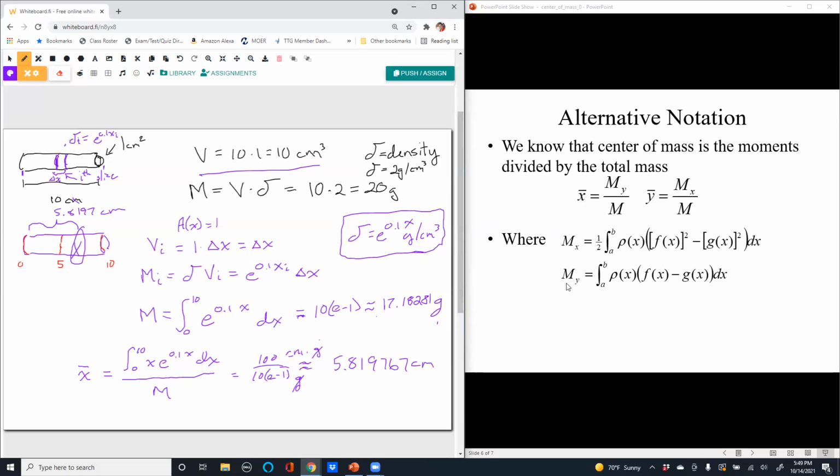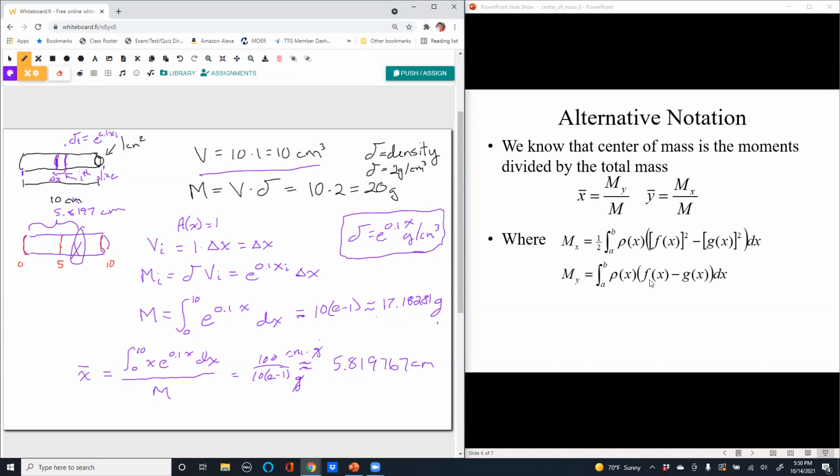So this M sub y, which is for x bar, is exactly what we just talked about. The density times the cross-sectional area, which is just the f of x minus g of x. For the one we're about to do, f of x would be x cubed, g of x would be 0. So this is exactly what we just saw. This is the one that's derived in the online lesson if you want to check it out. But what it does is it allows us to get the M sub x, which is the moment for y bar, in terms of x. So we don't have to do any finagling.